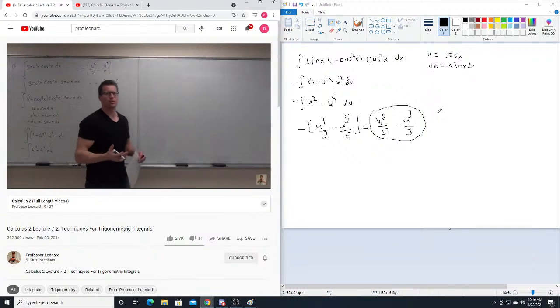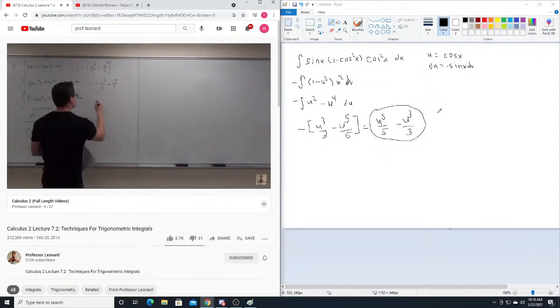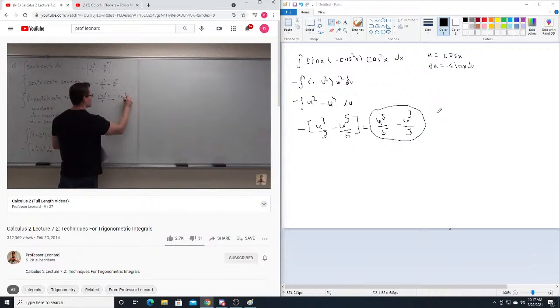Now, we don't want to stop there. What's the next thing we got to do? Plug your u back in there. That's very good. So whatever our u is, and I'm going to reverse this right now, I'll have cosine to the 5th power of x over 5 minus cosine to the 3rd power of x over 3 plus C.